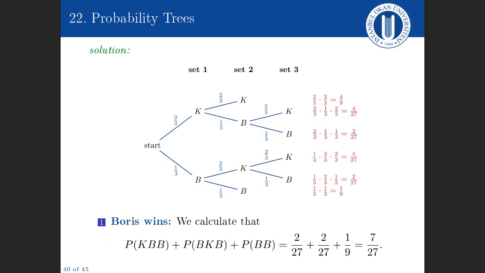The first question is, what is the probability that Boris wins? Let's see, how can Boris win? Well, we could go KBB, or we could do BKB, or Boris wins the match if we go BB. So we want these numbers: 2/27, 2/27, and 1/9. Add these numbers together. The probability that Boris wins the tennis match is 7/27.